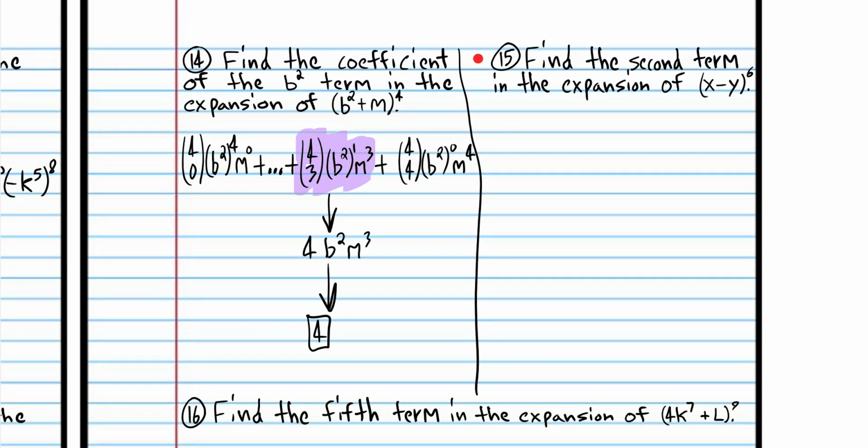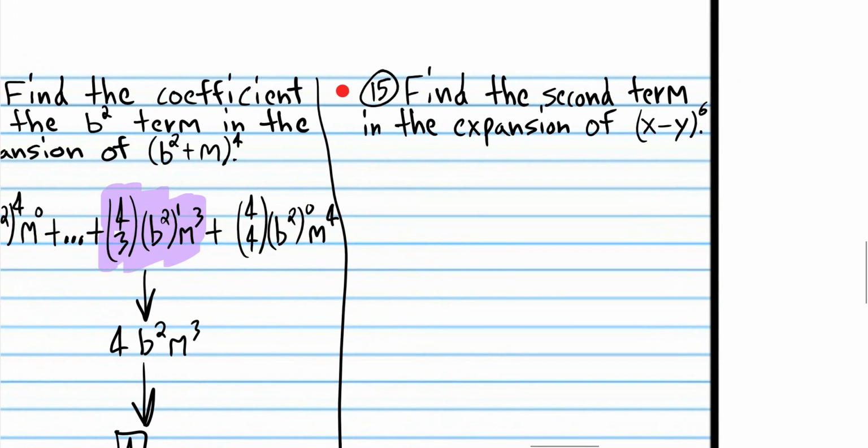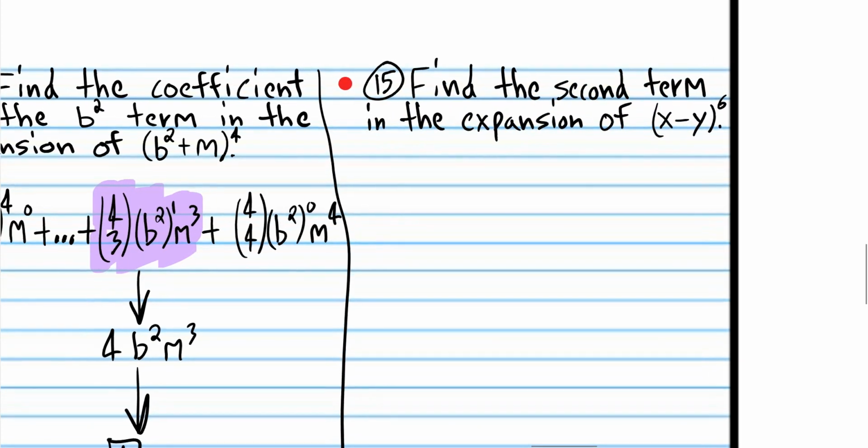Now we're going to do problems where we're not just going to find a coefficient of a term, we're going to find the whole term. It's looking for the second term here. And so let's write out some terms. We'll start with the first term. 6 choose 0 is going to be a factor. 6 choose 1 is a factor of the second term. And the last term is going to be 6 choose 6.